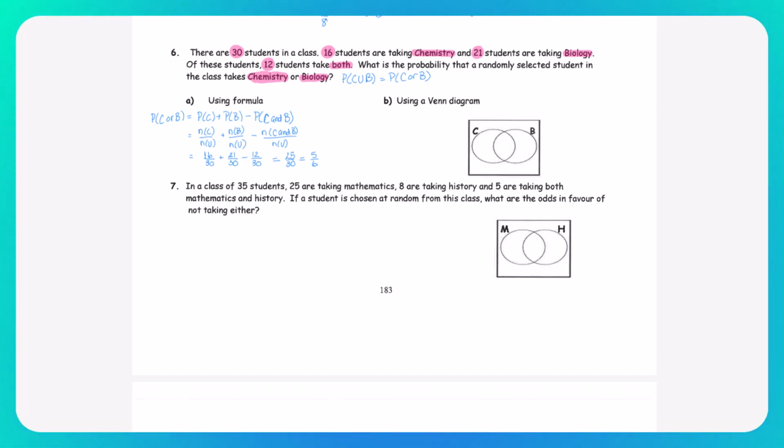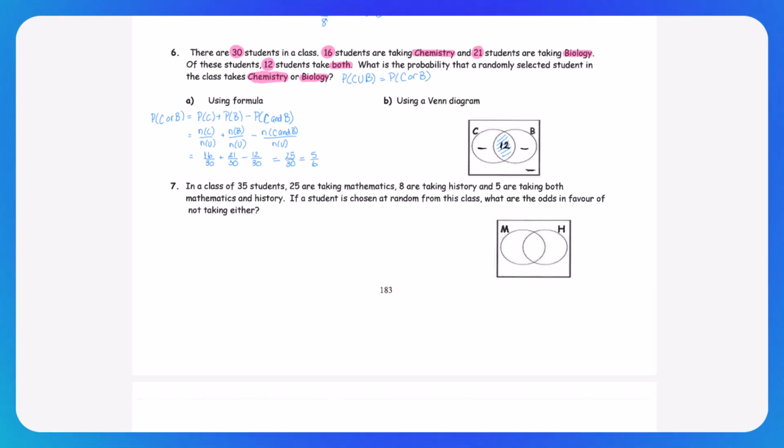Well, we could have done this using our Venn diagram. We know that in this Venn diagram, this intersection part right here actually has 12 students in it because that's the number taking both. But we don't know how many are only taking biology and how many are only taking chemistry. And we don't know how many are taking neither because there are some out here. But we do know the sum of everything has to be 30.